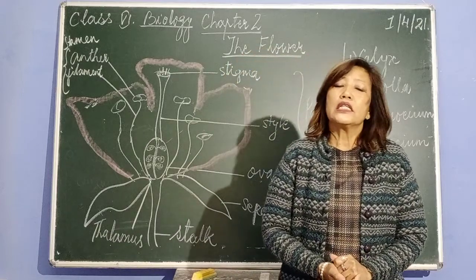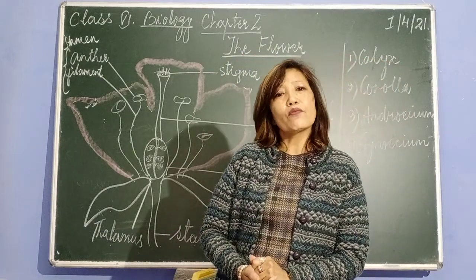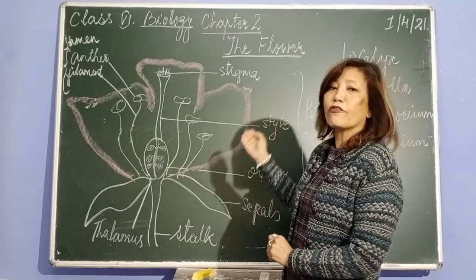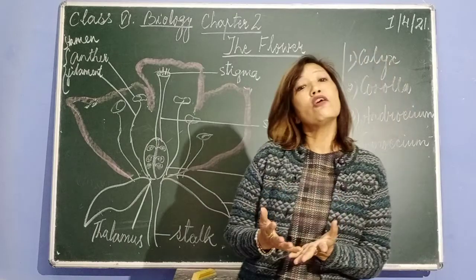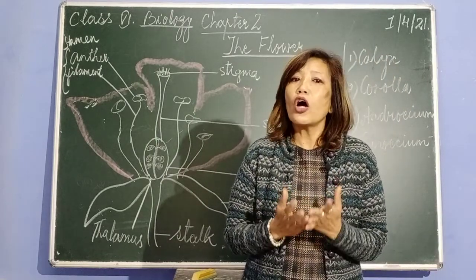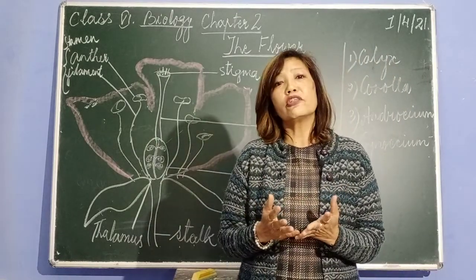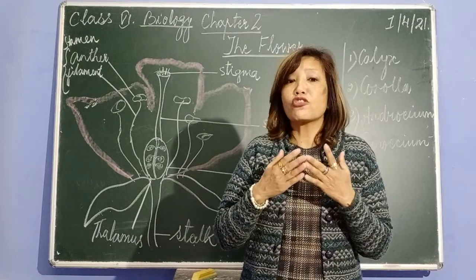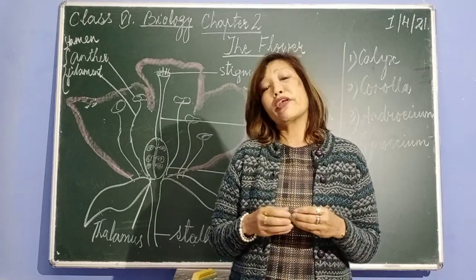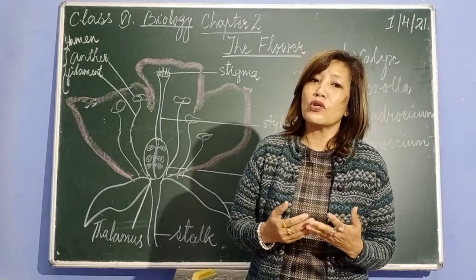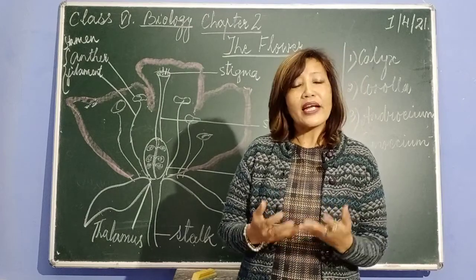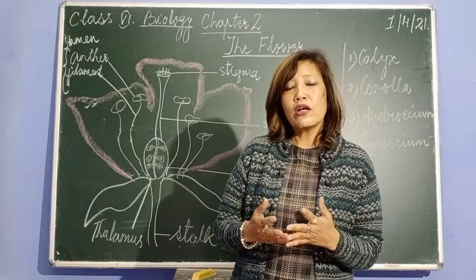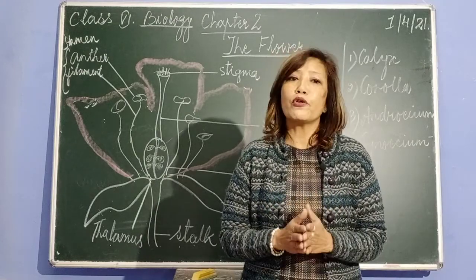Morning children. Now today in biology I'm going to start with the new chapter, and the chapter is the flower. Okay, so the flower, which is not unknown to anyone. The flower is the most beautiful part of a plant, the most attractive part of a plant. That's why everyone will get attracted towards the flower. They are brightly colored. Some of the flowers are large, some are small, but all the flowers are beautiful.